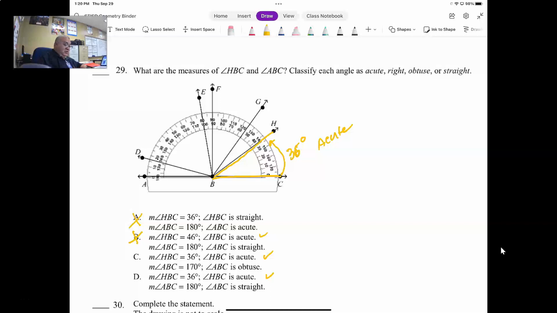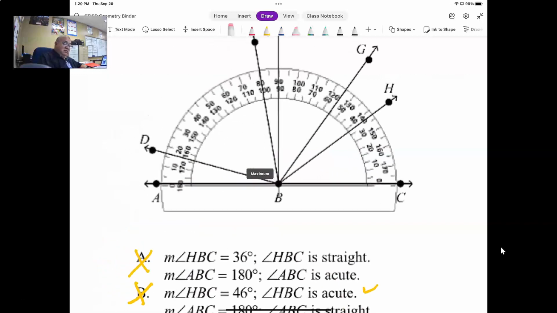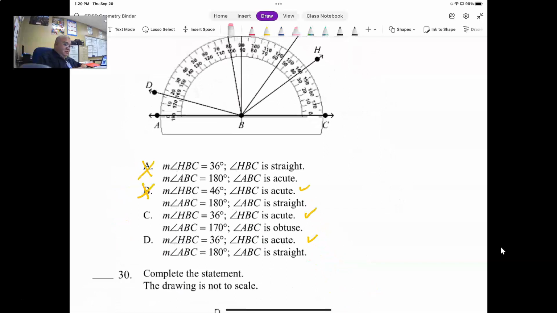The next one is angle ABC. It looks like it's almost straight. Let me go ahead and erase it. It looks like a straight angle. Let me see. I would say it's a straight angle. So I would say it isn't C. So I'm going to select D because it's a straight angle. So angle ABC is a straight angle, which is 180 degrees. And angle HBC is 36 degrees. It's acute.